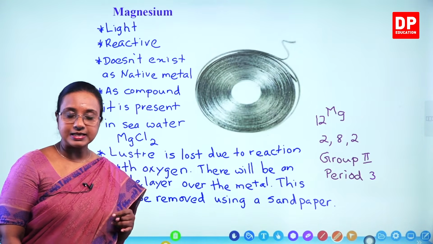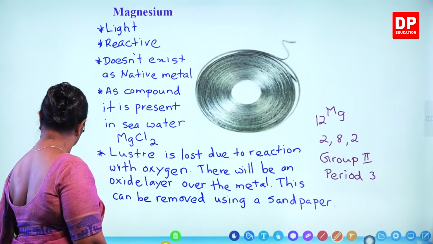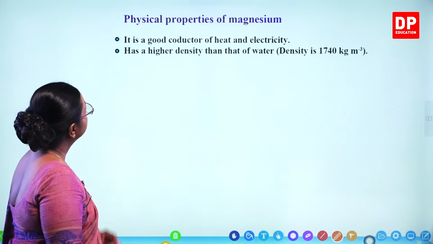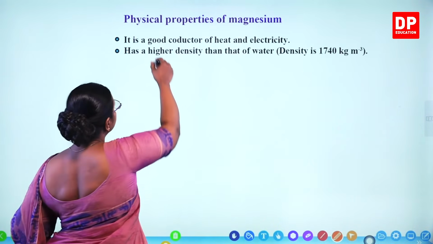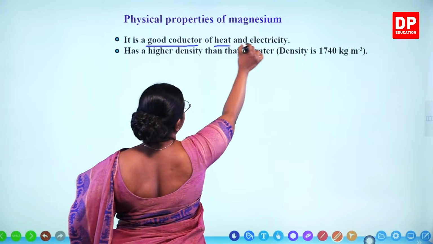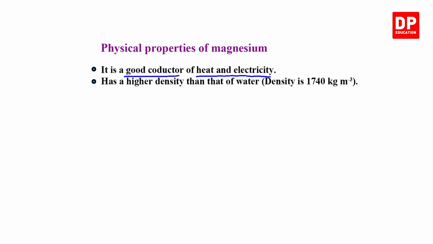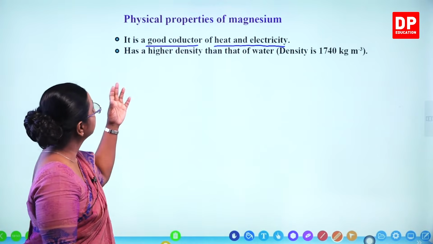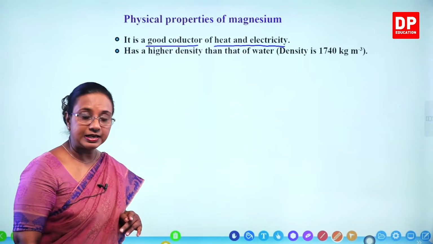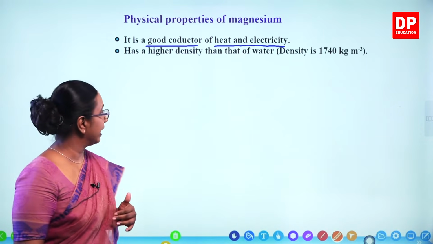Now, we will discuss the physical properties of magnesium. Physical properties of magnesium: it is a good conductor of both heat and electricity. Normally, all the metals are good conductors of heat and electricity. So, magnesium is a metal that also can conduct heat and electricity well.